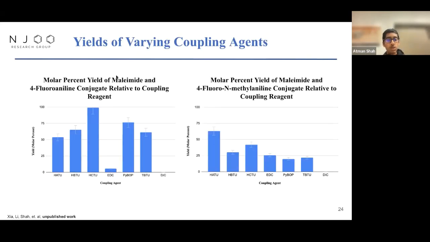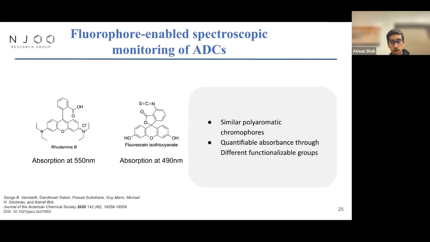And so what we could see with 4-fluoroaniline was that HC2 actually provided us with the best yield, followed by PIBOP, and then HBT and TBT were pretty similar. And for 4-fluoro and methylaniline, in which the amine is secondary amine, meaning it has another molecule bonded to it and it's not an NH2, is that HA2 is actually the best coupling agent. And so using these relative comparisons, we were able to determine that we should either use HA2 or HC2 for our amine couplings.